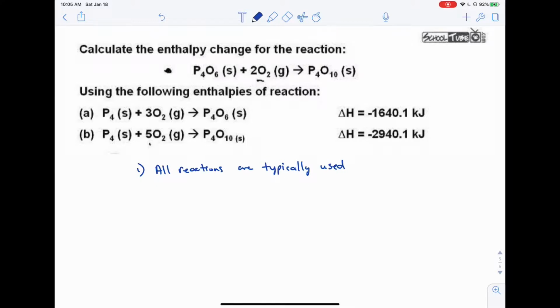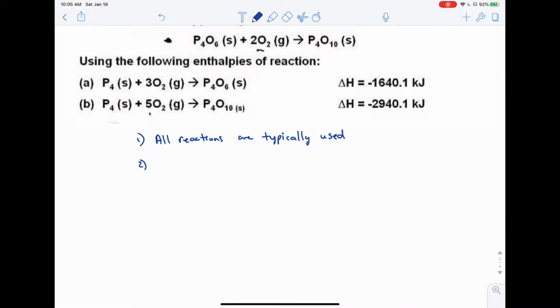Well, it has to be the exact same species. Okay. So all reactions are typically used. Generally, each reaction has a species unique to the overall reaction.